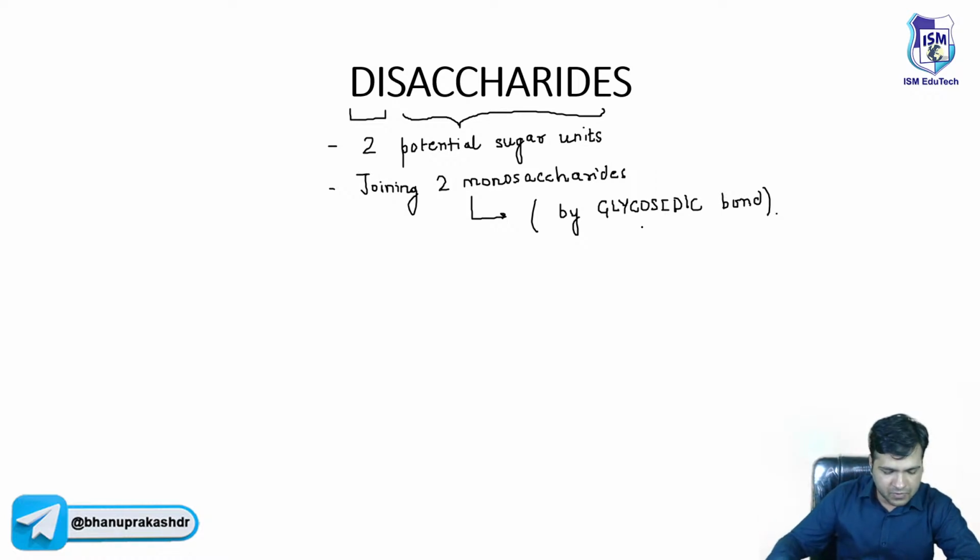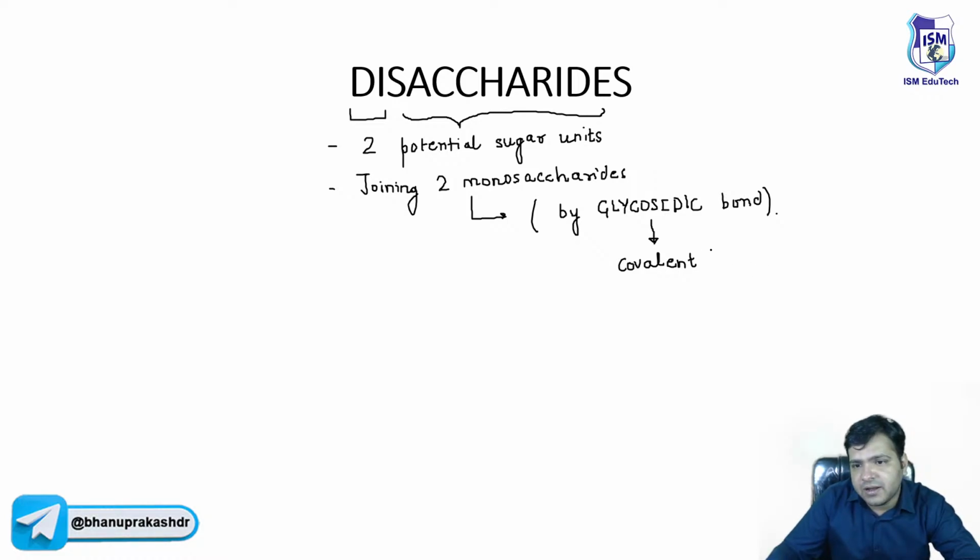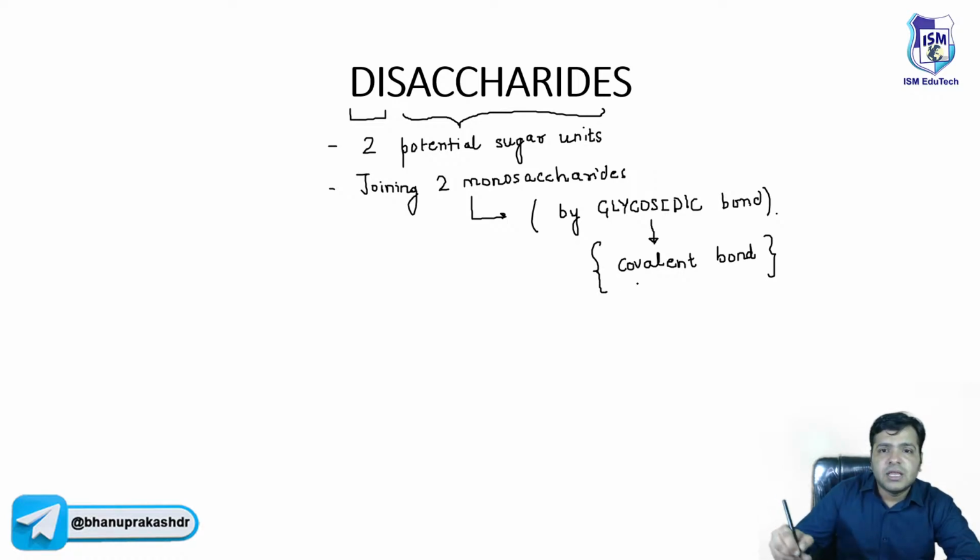Those who don't know, remember beta, the glycosidic bond is a type of covalent bond. Jainam, very good, beta. It is a type of covalent bond, right?